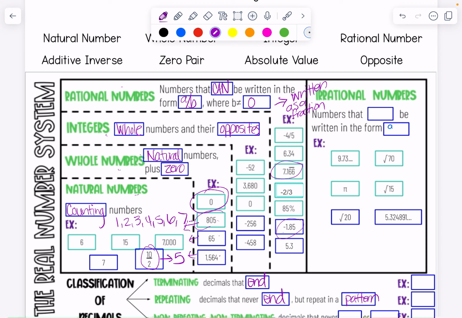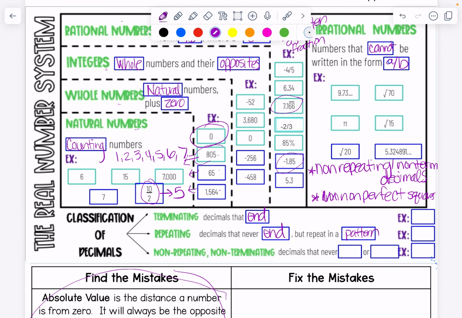The other category we have here are irrational numbers. So these are numbers that cannot be written in the form A over B. The main thing, these are going to be non-repeating, non-terminating decimals. And this will also include what we call imperfect squares, or non-perfect squares, which you don't really need to know a whole lot about right now. So non-repeating, non-terminating decimals are decimals that never end or repeat.